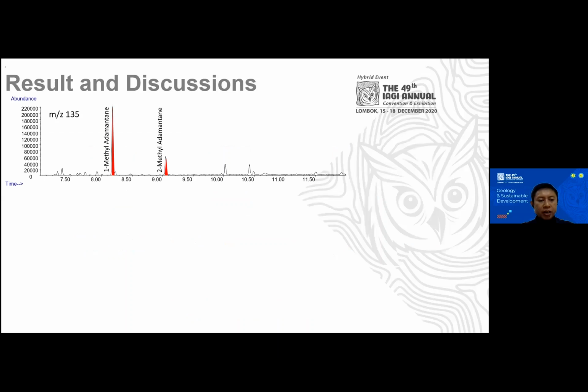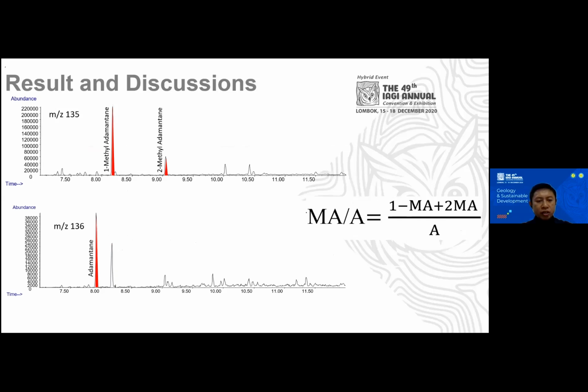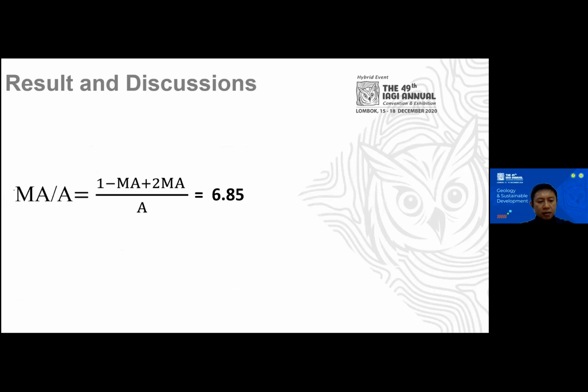To assess the biodegradation level, we can use the ratio of methyl adamantane to adamantane, taken from m/z 135 and 136 respectively. The ratio of methyl adamantane to adamantane is 6.85. Chen and her colleagues in 2000 investigated the effect of biodegradation on diamondoid distribution in petroleum reservoirs in Australian basin.